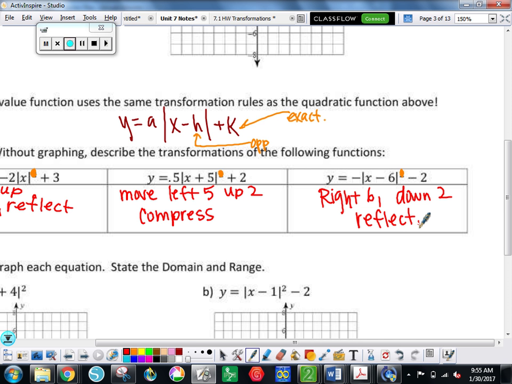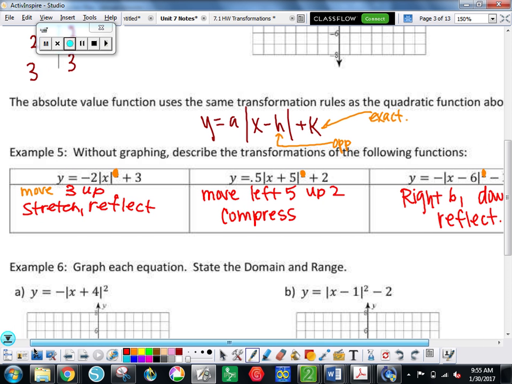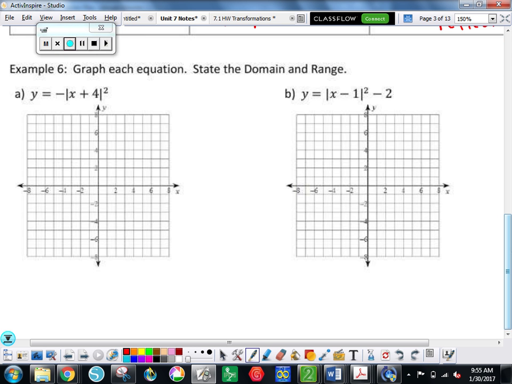again using the same rules. It doesn't matter if the function is absolute value or parabola or cube or square root. All of the rules stay the same. The only difference is the shape of the graph, which we actually just finished talking about as well.